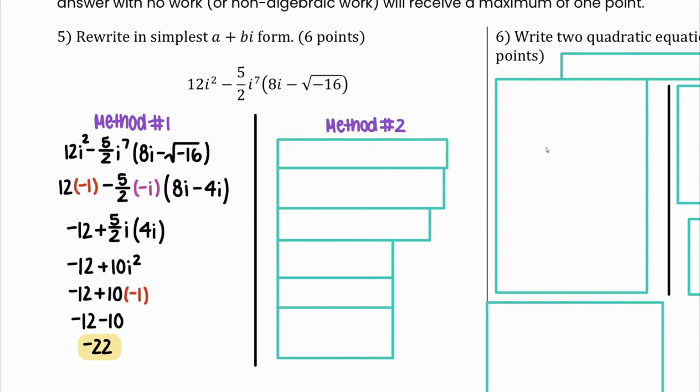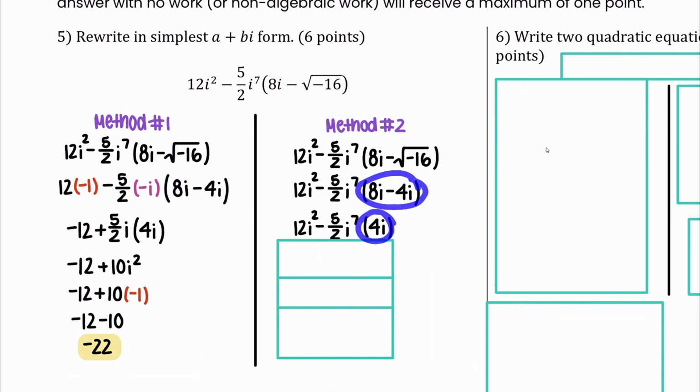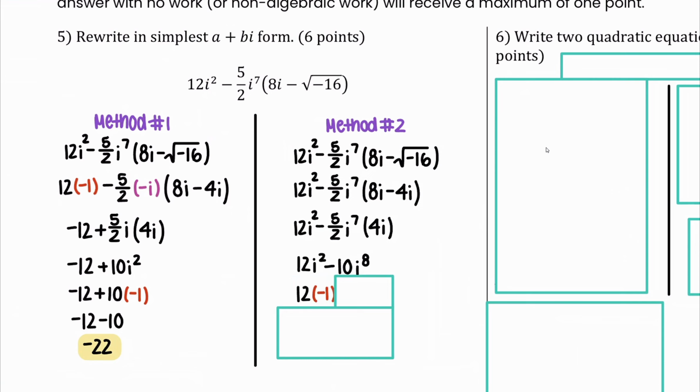Now, let's say you didn't think about substituting first on the test. What we can do as well is first rewrite the negative square root of negative 16 as 4i, thus becoming 4i when we find the difference between the two terms. And then now we can multiply as such, giving us 12i squared minus 10i to the 8th power. And again, using our identities, we can replace i squared with negative 1, and i to the 8th power is going to be positive 1. And that gives us our same answer of negative 22.